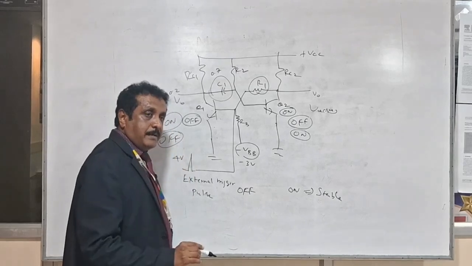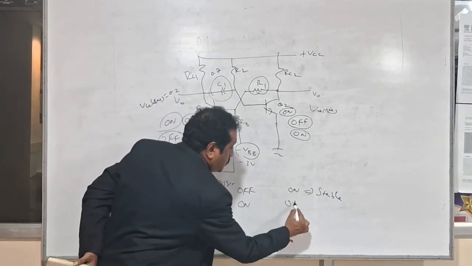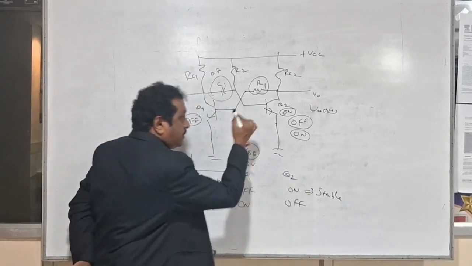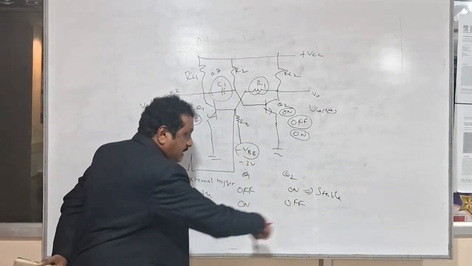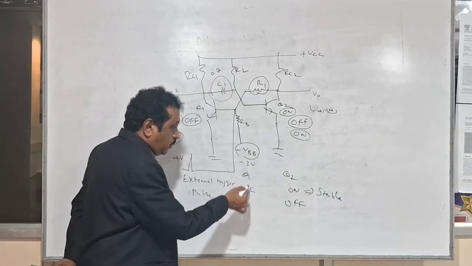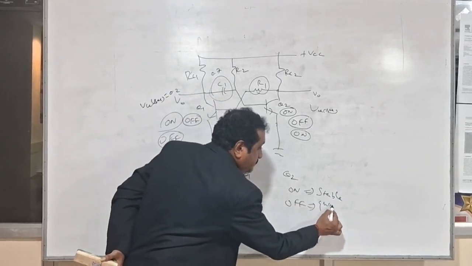Whenever you apply the trigger pulse, the state change will happen. Your Q1 is on and Q2 is off. I am talking about the circuit; based on this circuit, I am giving this state. So once the trigger pulse is given, your Q1 is on and Q2 is off. This one is a quasi-stable state.